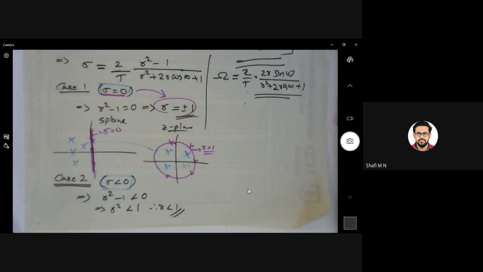Clear? So that's it. If there is no confusion, others can leave.